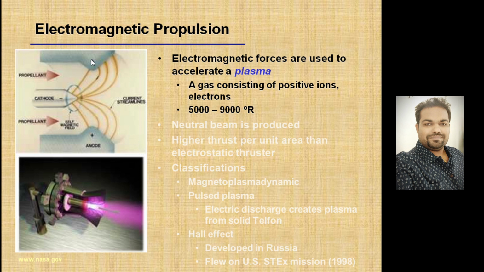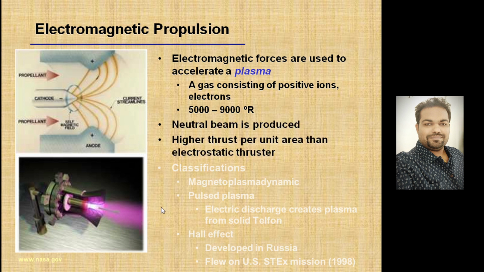So here a magnetic field will be generated. The moment your propellant comes in contact with the magnetic field, it will burn and your gases will be generated. So a neutral beam will be generated in this way. They will come from here, interact with the magnetic field, this is the magnetic field you look at here, and after that a neutral beam will be produced. So higher thrust than an electrostatic thruster. Compared to that, it can generate slightly better thrust.